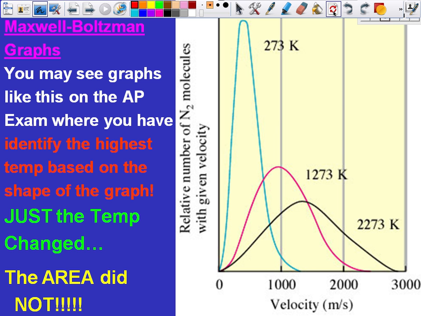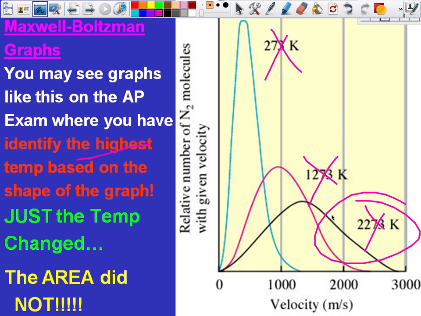But here's the whole purpose of what I'm trying to get you to understand. We want to identify the highest temperature or the lowest temperature based on the shape. Because some of the questions they could ask you is which one of these peaks has the highest temperature, and they may not show you these numbers. You just got to understand that the highest temperature is the lowest graph.